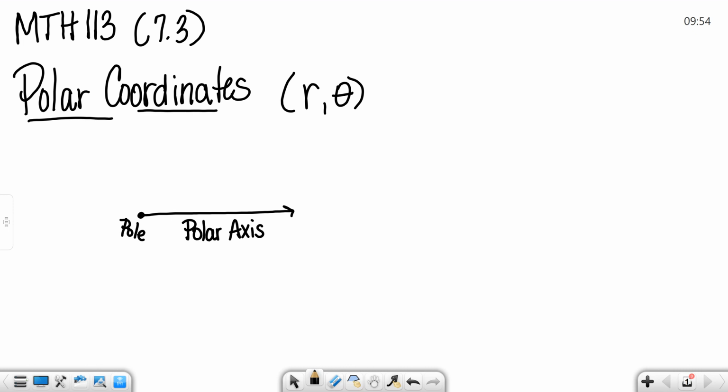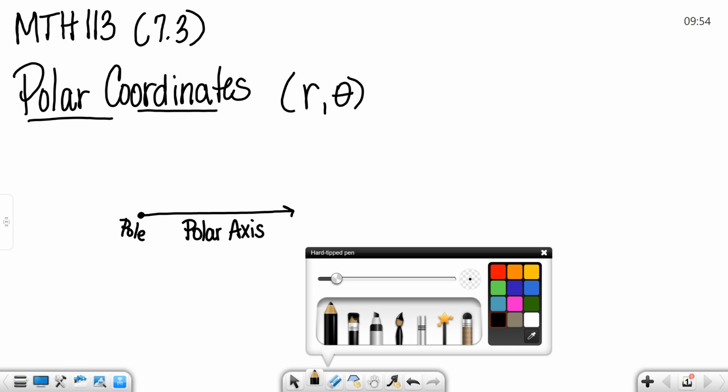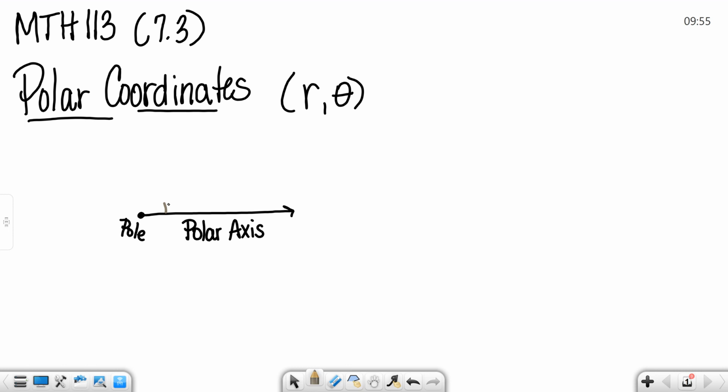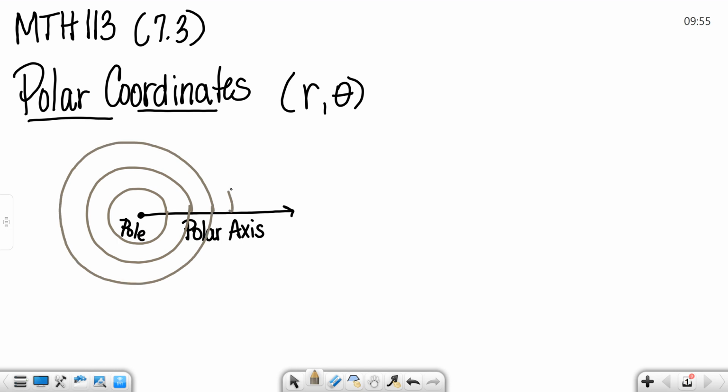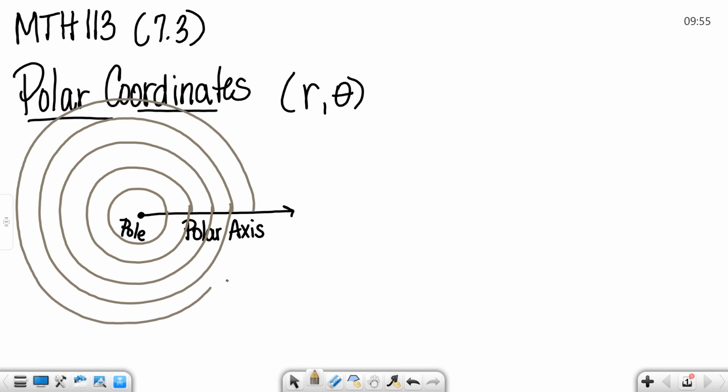Now what happens from here is we have, let me draw them in a different color because they're not really a part of the graph. I'll draw them in gray. So from here we have circles. Like on the rectangular system, we have lines to help us out. In the polar system, we have circles. So this would represent 1, 2, 3, just like on the x-axis. Now, there are not negative values here. We're just talking about the first circle, the second circle, the third, the fourth, the fifth.